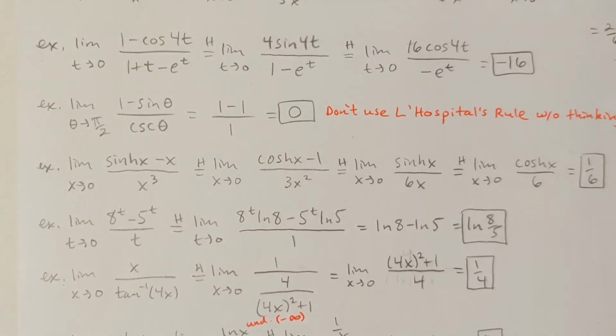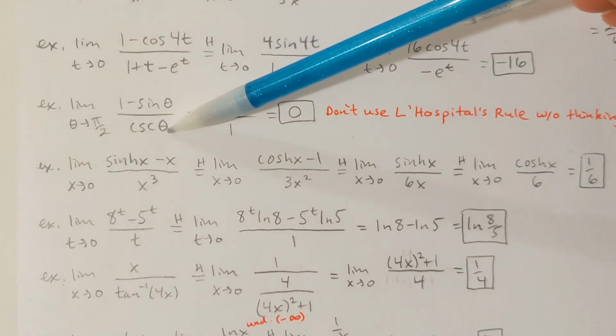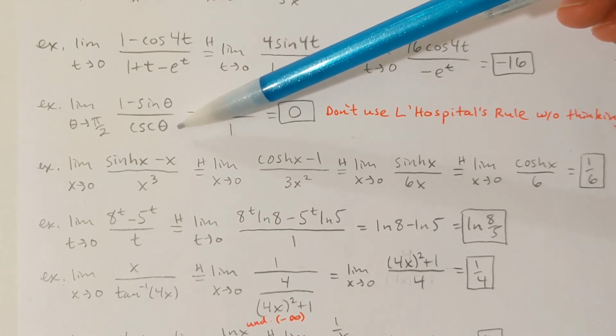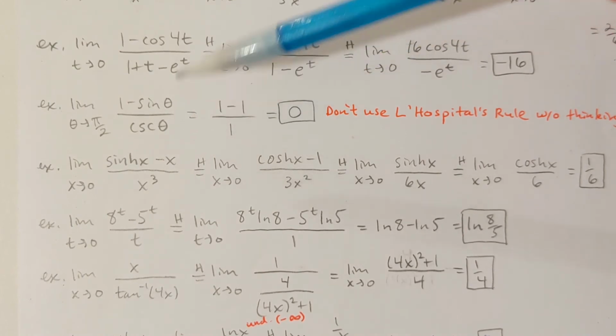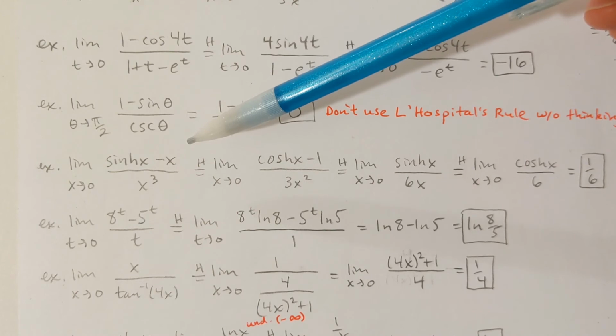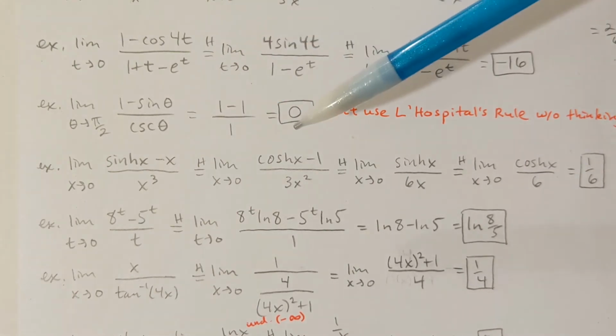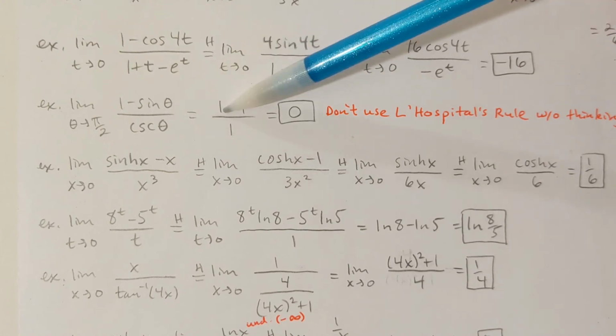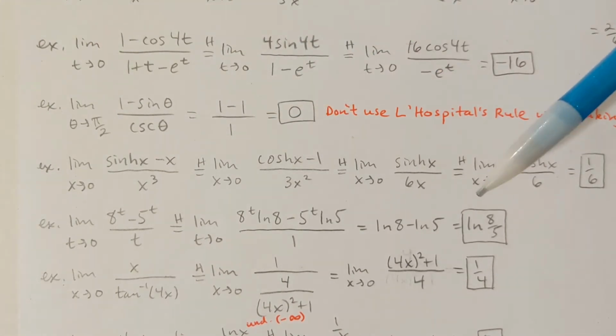Here's another one. Okay, the limit as theta approaches pi over 2 of 1 minus sine theta over cosecant theta. Well, let's see, cosecant of pi over 2 is 1, because sine of pi over 2 is 1. Cosecant of pi over 2 would be 1 over sine of pi over 2, or 1 over 1, which is 1. Okay, and you would get 0 in the numerator. 0 over 1 is 0.